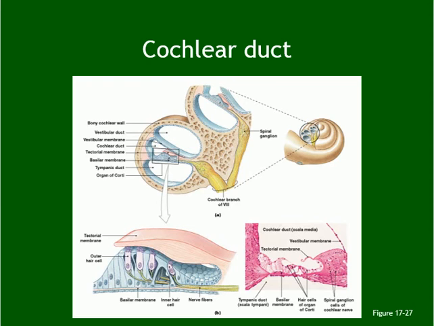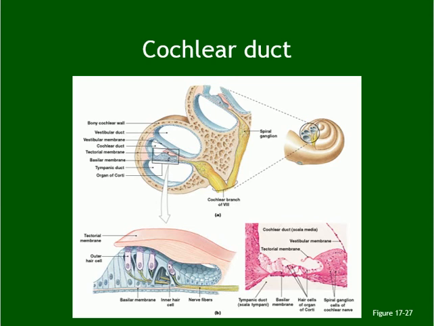And here are the three ducts I was talking about. This is the vestibular duct. This is the tympanic duct. And in the middle, this is the cochlear duct, and this part, when you magnify it, looks like this. So what is this? This is the organ of Corti. The organ of Corti is the organ of hearing. This is how we start our hearing process.